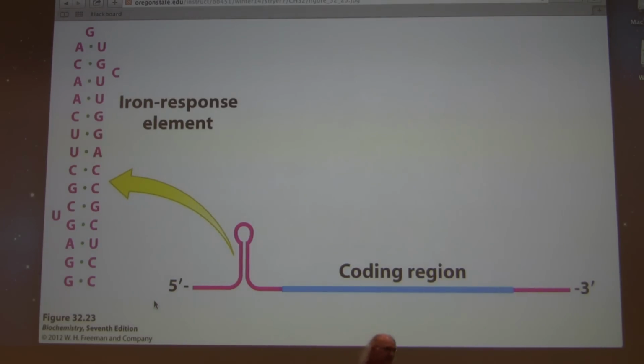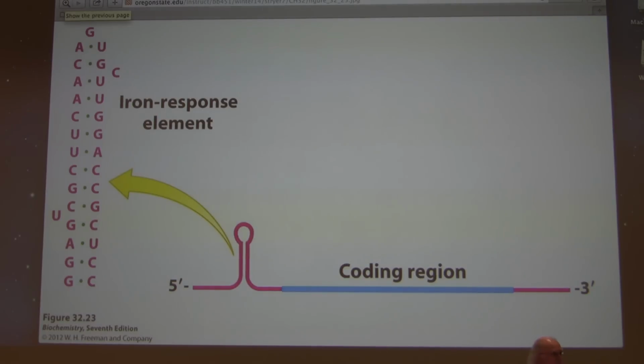Okay, so this is half of the equation. We now know how ferritin is regulated. It's regulated by whether or not its messenger RNA is translated, and that messenger RNA being translated is a function of whether or not iron is present in the cell. Okay? Now, the other protein I told you about was the transferrin receptor.